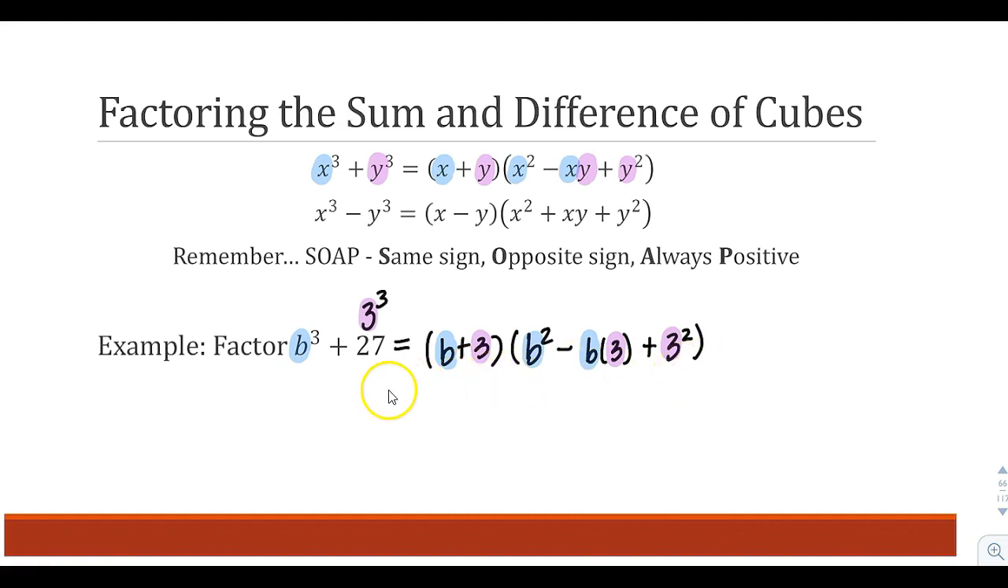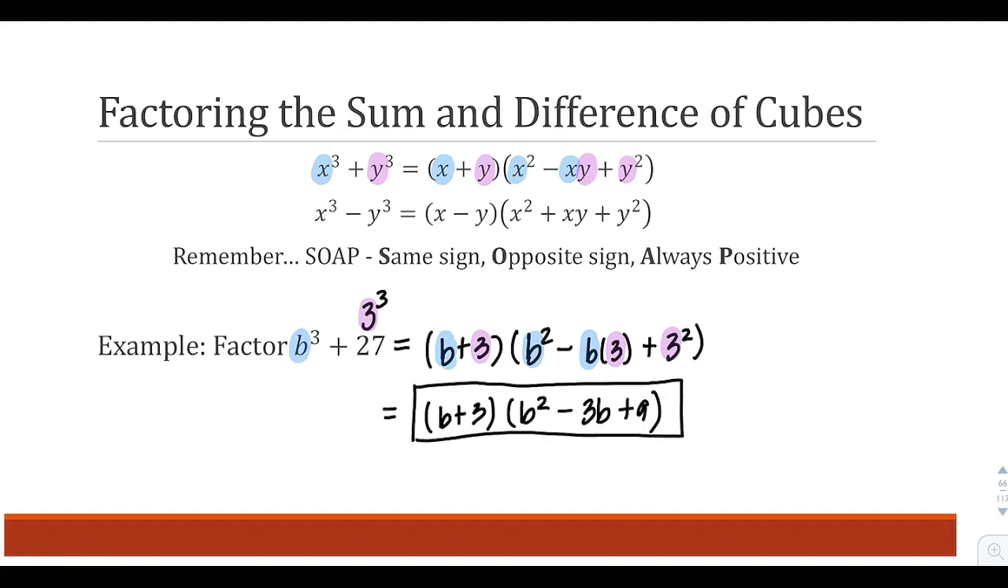And then here we're just going to clean it up a little bit. We're going to go ahead and simplify. Well, b plus 3 stays the same, and then I have b squared minus 3b. So we put the coefficient in front of the variable, and then plus 9. And then what's nice is that this quadratic doesn't factor any further. So this is going to remain b squared minus 3b plus 9. We don't have to factor it further. It does not factor further from the difference or sum of cubes formula.